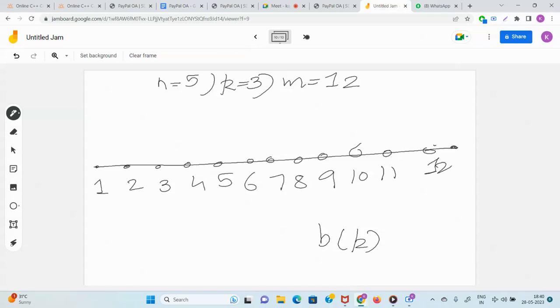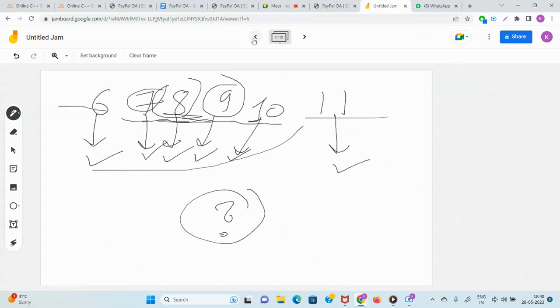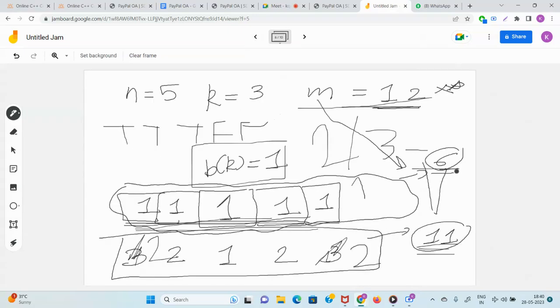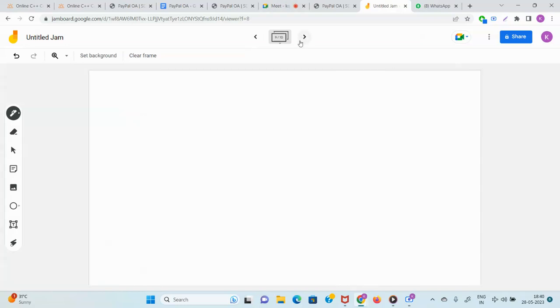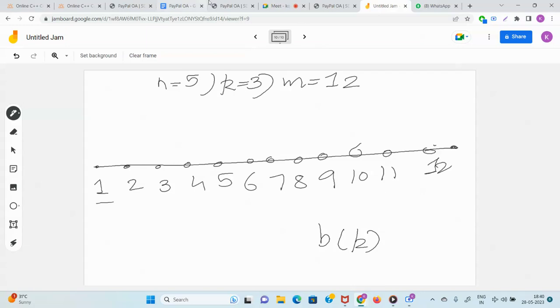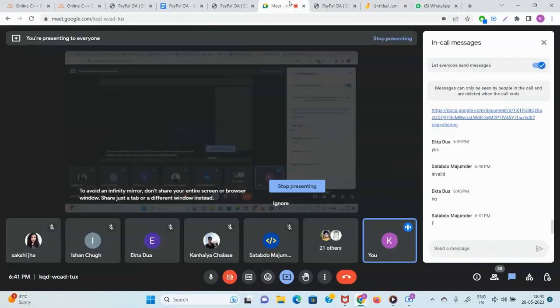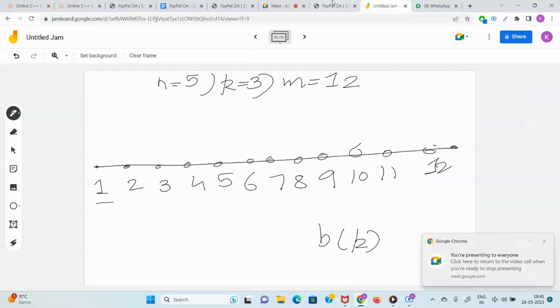Now, we already know what happens for b of k equal to 1. Is it valid or not? What happened when I took 1? It was not valid. The sum was coming from 6 to 11, which is out of range of 12. So tell me, what should be the answer for 1? Yes or no? Answer is no. You should be knowing that the answer is no.